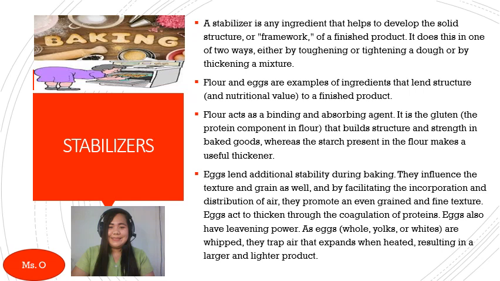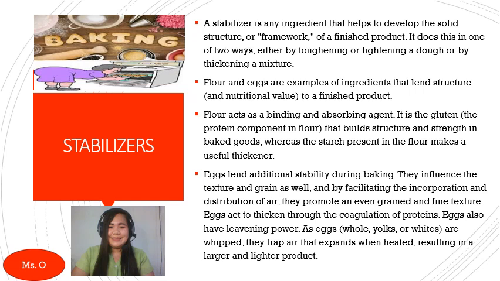It is the gluten, the protein component in flour, that builds structure and strength in baked goods, whereas the starch present in the flour makes a useful thickener. Eggs lend additional stability during baking. They influence the texture and grain as well, and by facilitating the incorporation and distribution of air, they promote an even grained and fine texture.